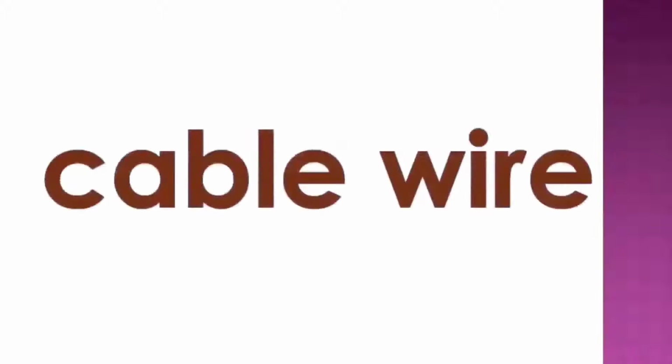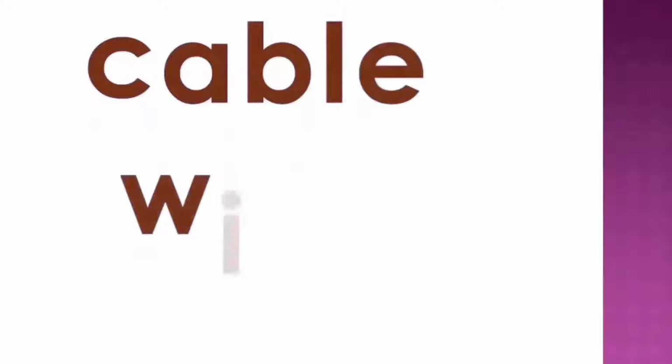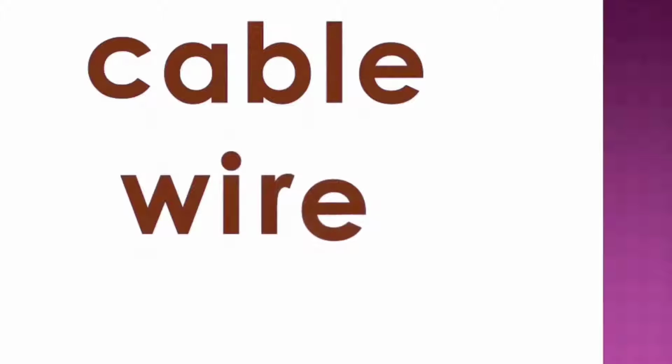The next word is cable wire. Cable wire. Let's spell cable wire. C-A-B-L-E W-I-R-E. Cable wire. It is used to carry electricity or electronic signal. We have cable wires from mouse and keyboard.